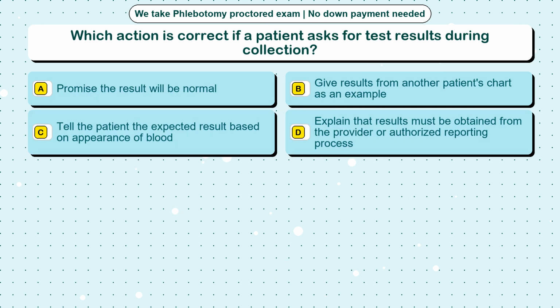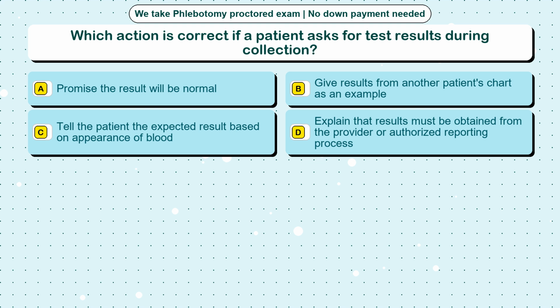Question 73. Which action is correct if a patient asks for test results during collection? Option A. Promise the result will be normal. Option B. Give results from another patient's chart as an example. Option C. Tell the patient the expected result based on appearance of blood. Option D.